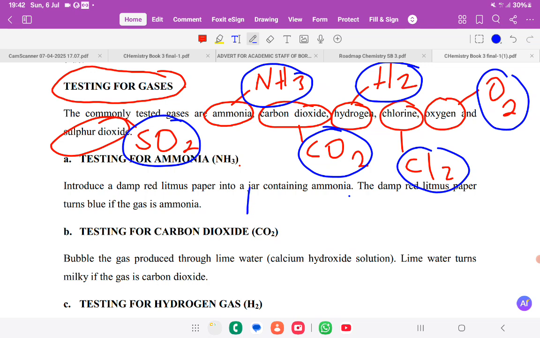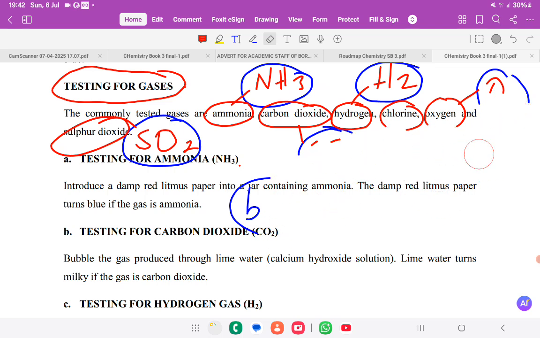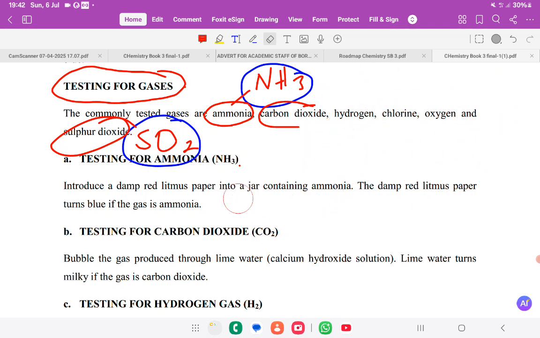Now, first you need to recall that you can tell that a gas is being produced from a chemical reaction by simply observing formation of bubbles. But bubbles alone do not tell you what type of gas is evolved in a chemical reaction. So we are going to discuss the basic tests that you can carry out in order to determine the type of gas that is produced by a chemical reaction.